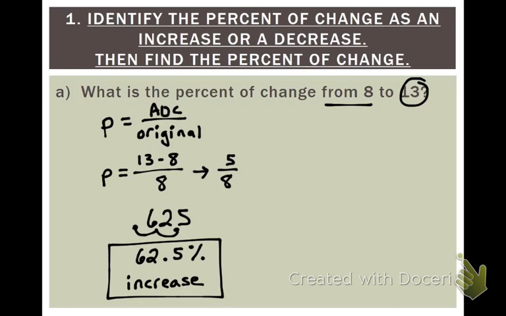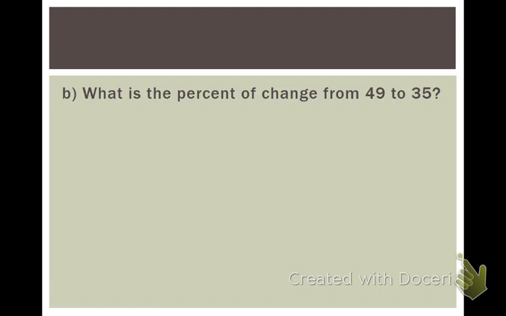Let's do another example, problem B. This is what it says. What is the percent of change from 49 to 35? So we're going to go ahead and start with our equation that we learned at the very beginning of our lesson today. What was that? P equals AOC over the original. Tell me again, what is AOC? Okay, the amount of change.